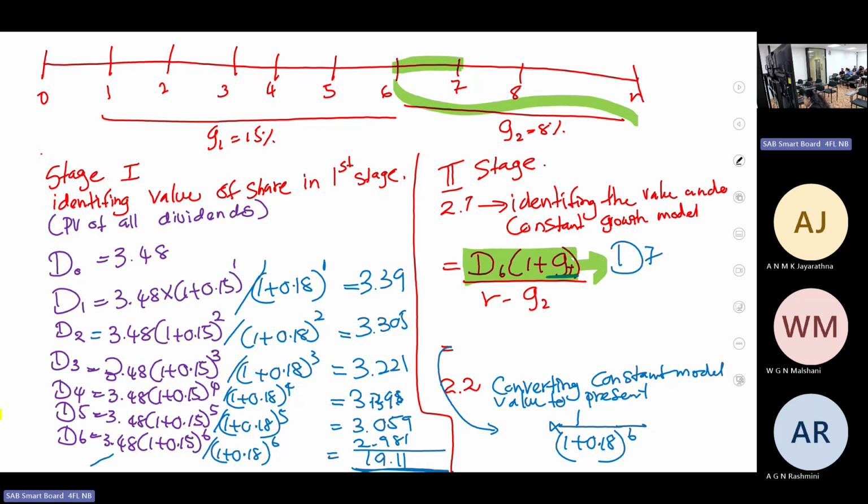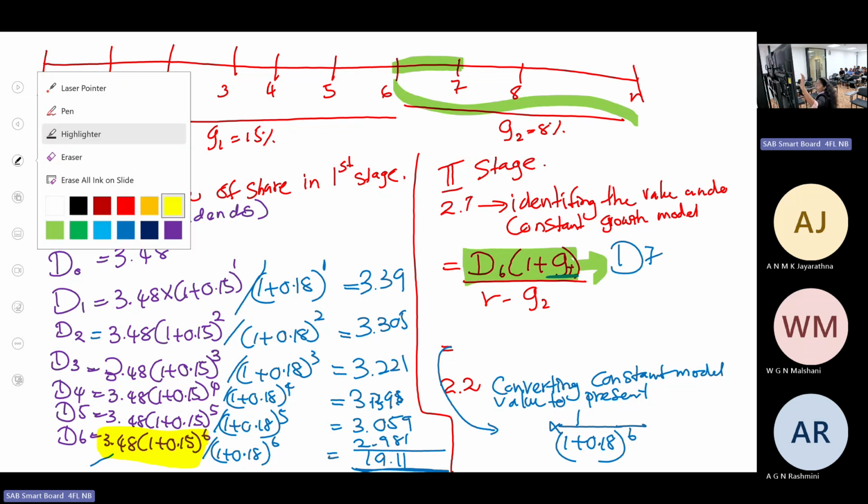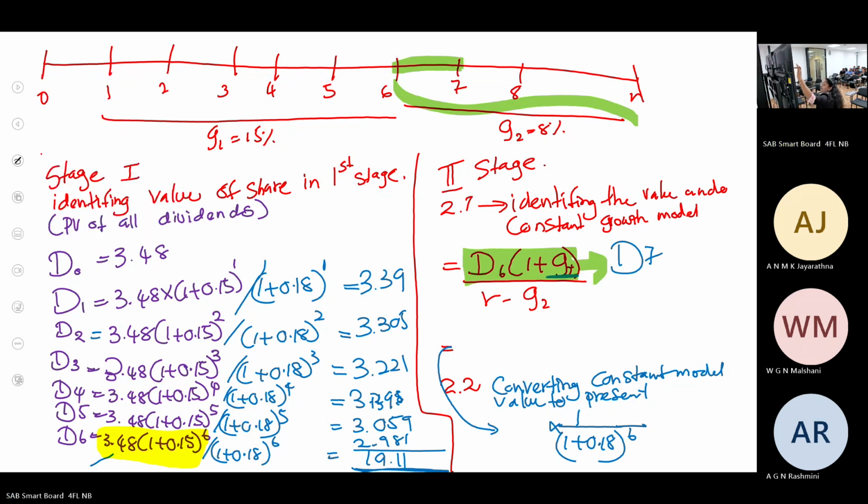This is your D6. How much is the value? Don't take 2.981 as D6, because that is the present value of D6. We don't need the present value, we need the real value of D6. So take that D6.